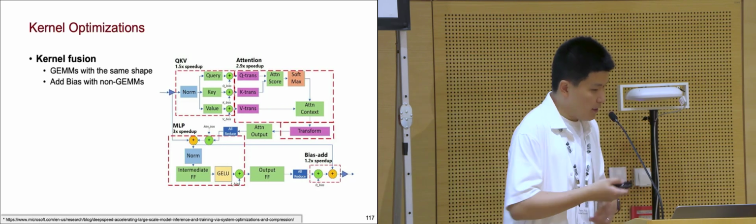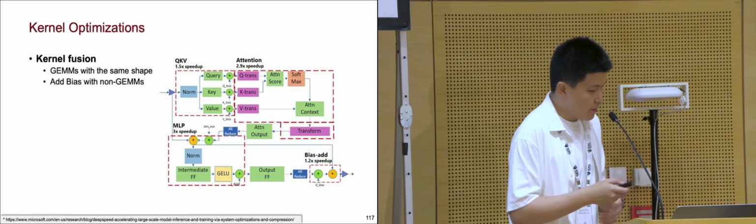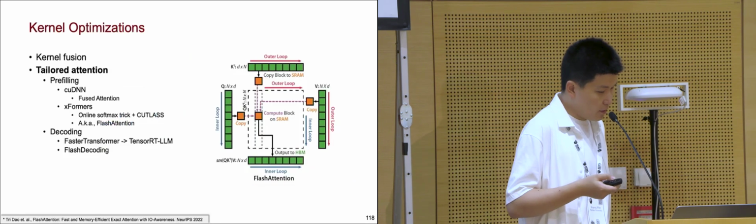The last category of system optimization is called kernel optimization.